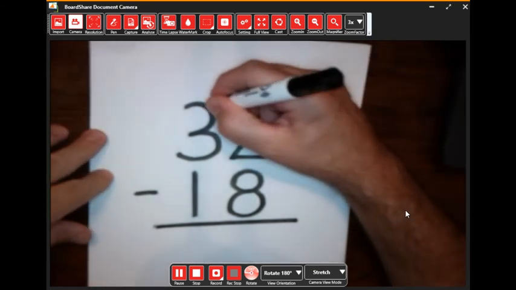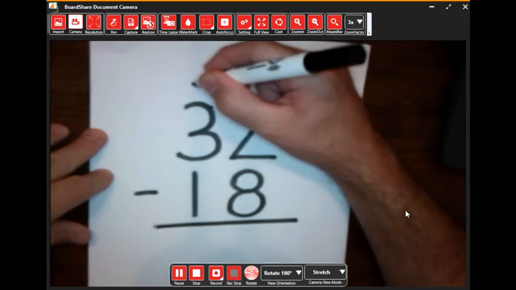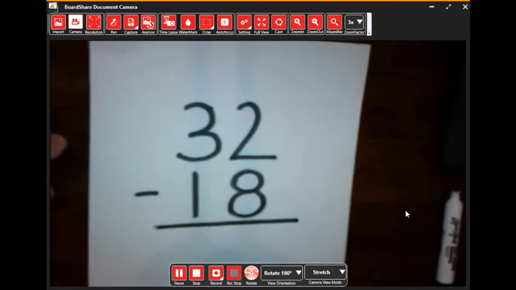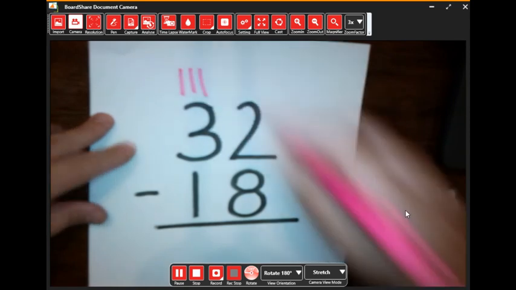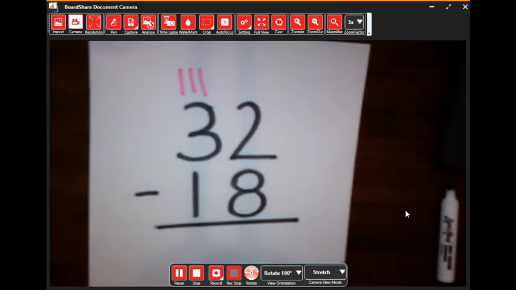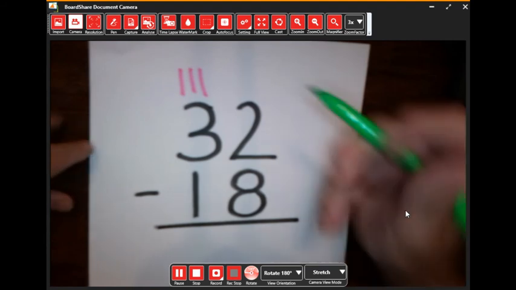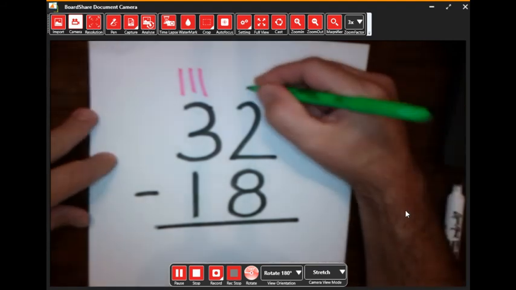So I have 3, so just to make it a little easier to see, I'm going to make my 3 tens, and we use our sticks for tens. Now I'm going to come over to my ones column, and I have 2. So I'm going to make my 2 squares.